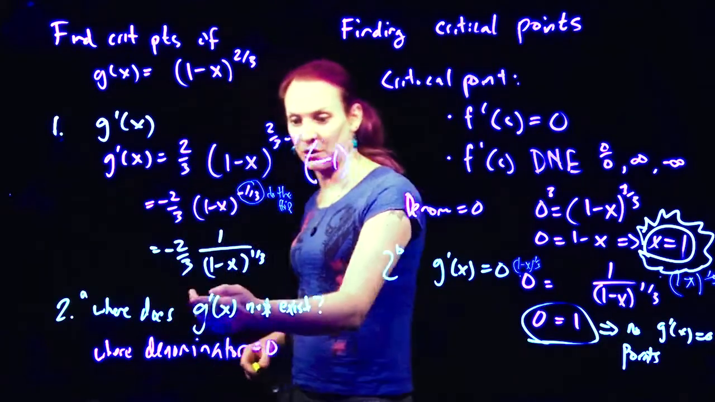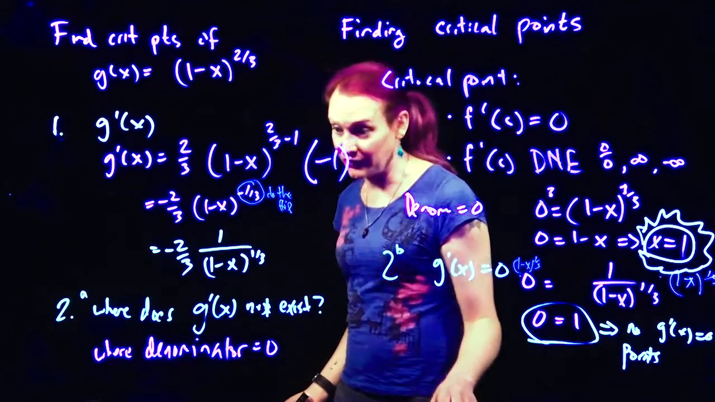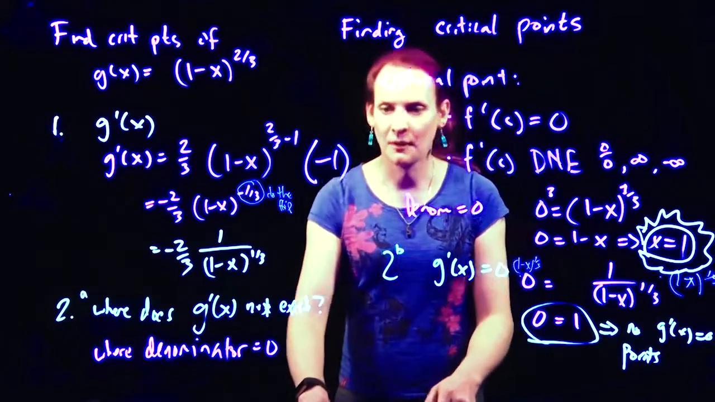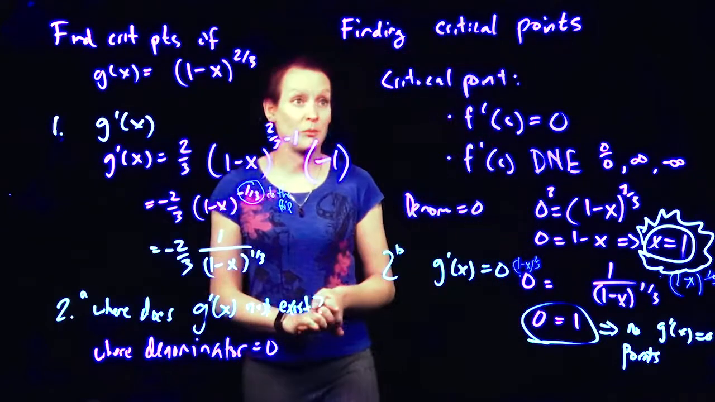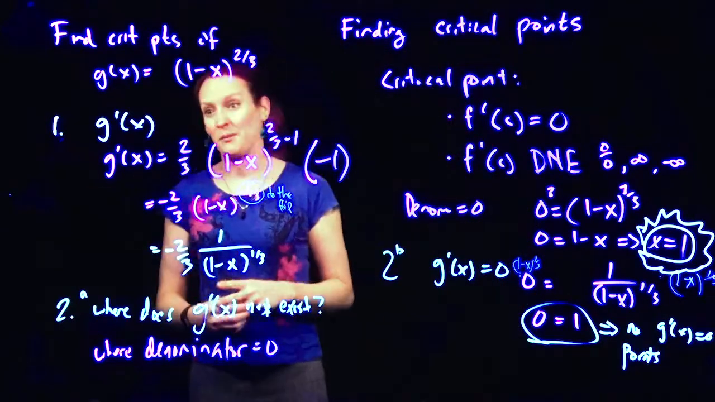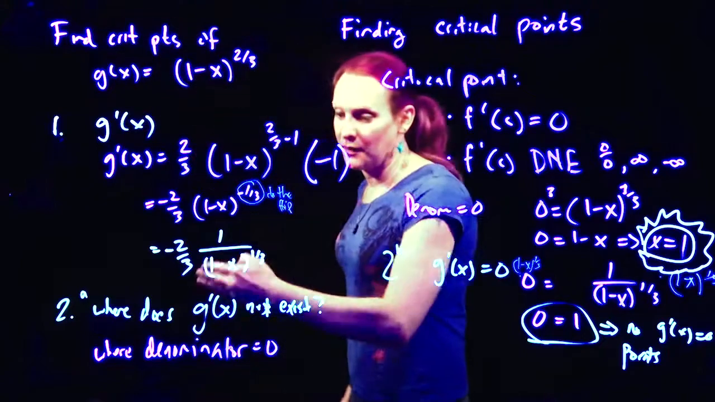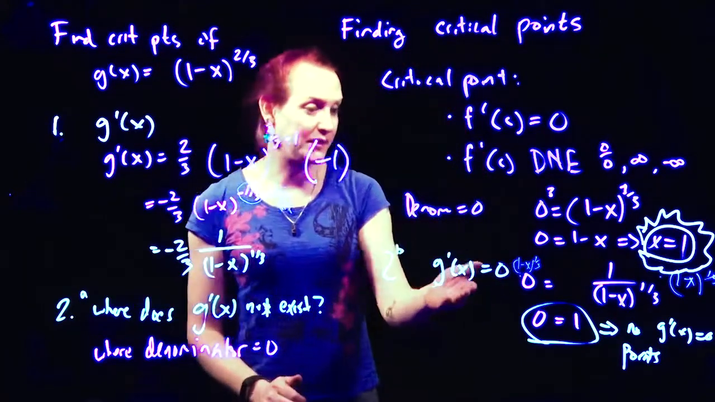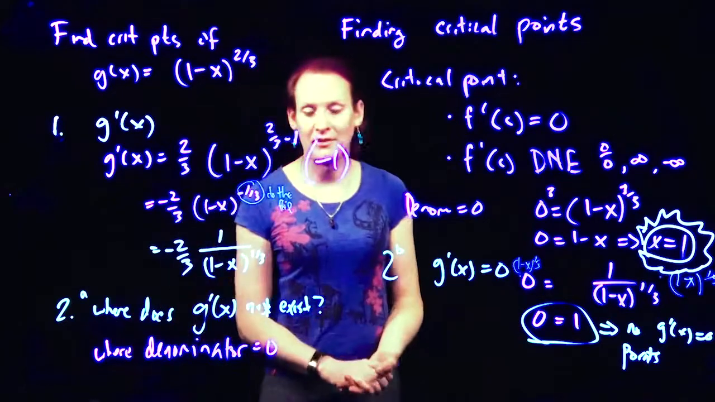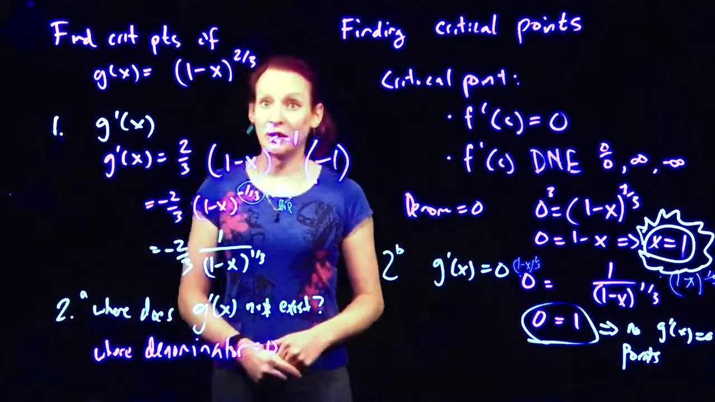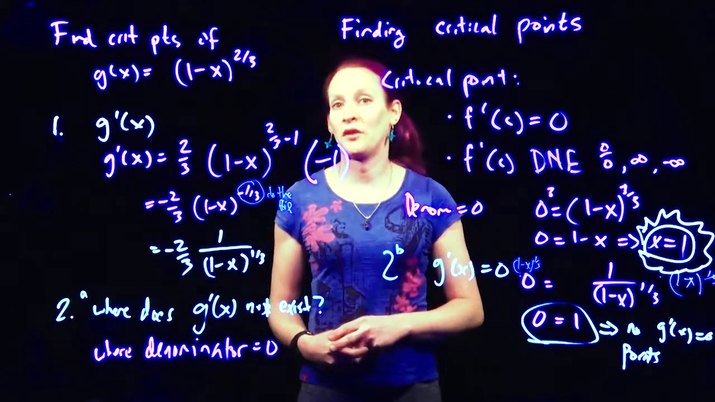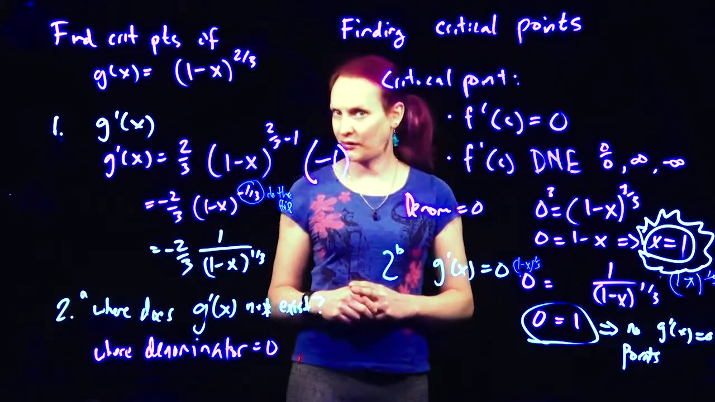And if I hadn't considered where g prime doesn't exist, then I wouldn't have found it. So that's kind of a general process for finding critical points. Take the derivative, where is the denominator equal to 0, and then set the derivative itself to 0, and then solve. And that will lead you to the critical points. Good luck in your quest for finding them and then classifying them using the first and second derivative tests.